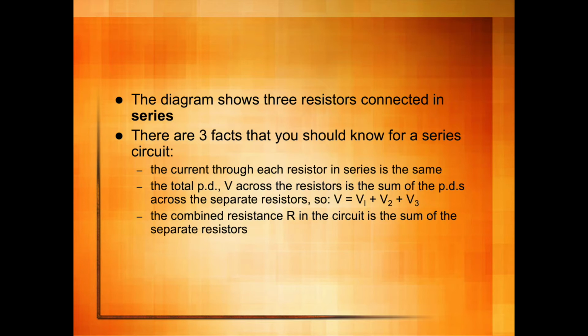And there are three main things to keep in mind when you're talking about a series circuit. The current through each resistor is the same, so it remains consistent throughout the series circuit. Your total PD on the resistors, like we just talked about with Kirchhoff's laws, when you add them up, they equal your voltage from the EMF. And then the combined resistance in the circuit is the sum of your separate resistors. So remember, when you're in series, you just add up your resistors to get your total resistance.